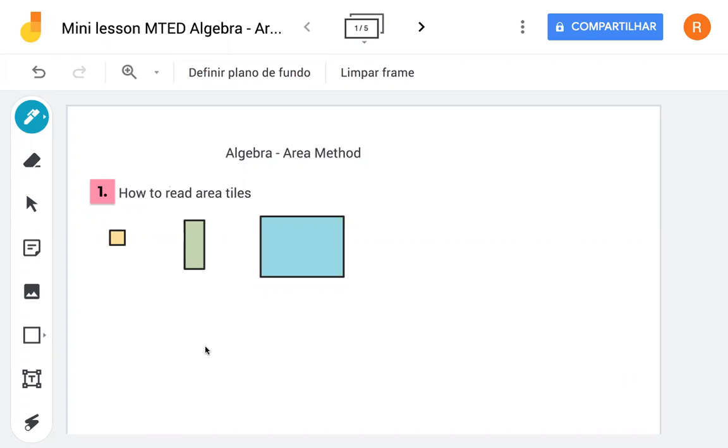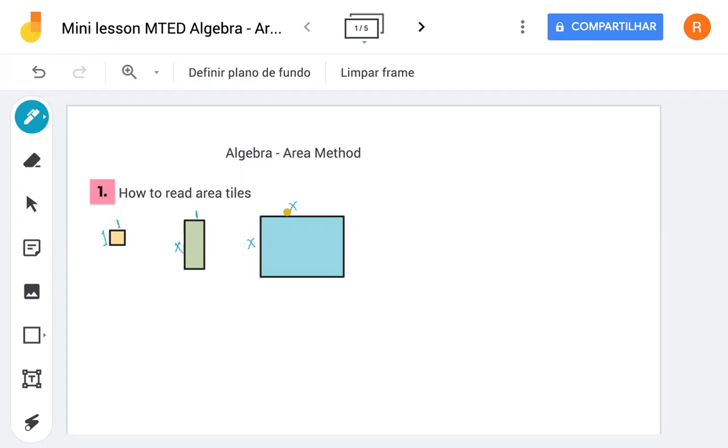For this lesson, we will be working with 3 types of figures. This is the first one, the second, and the third one. The first one is 1 by 1, as you can see here. It's a little 1 by 1 square. The second one will be x, the length, and the width will be 1. The third one will be x by x.